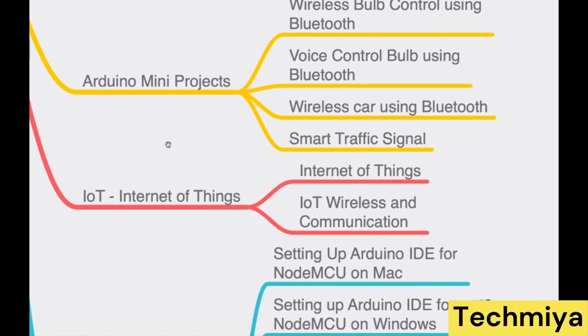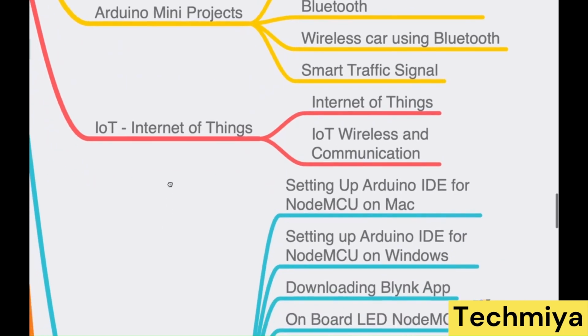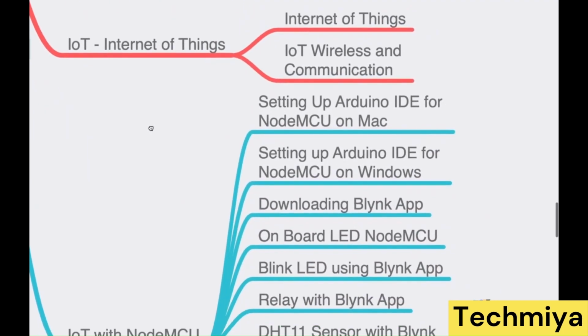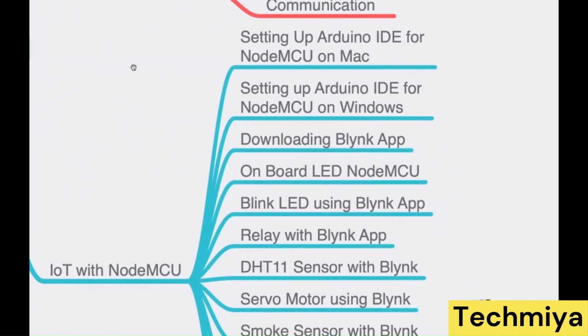In IoT, first you will get a brief introduction of what IoT is, how IoT wireless and communication works, and what the criteria are. And then once we go ahead with IoT and sensors using NodeMCU, we'll first learn how to set up the Arduino IDE for NodeMCU on Mac. Then the same will be taught for Windows.